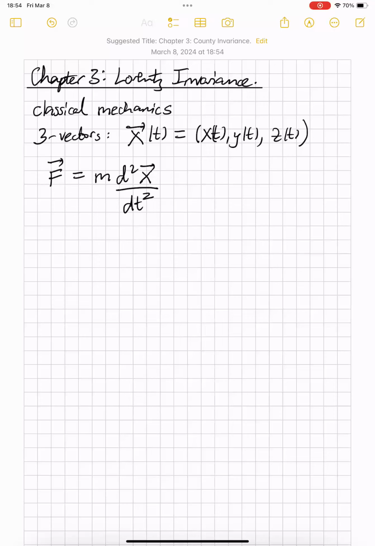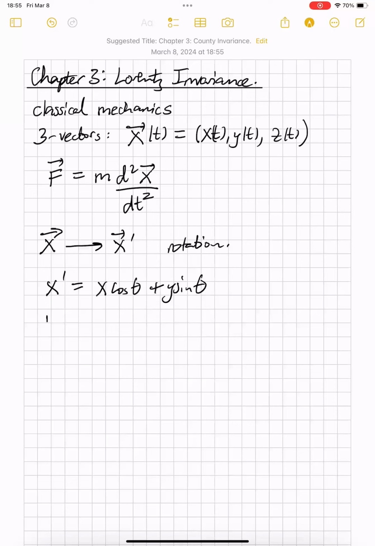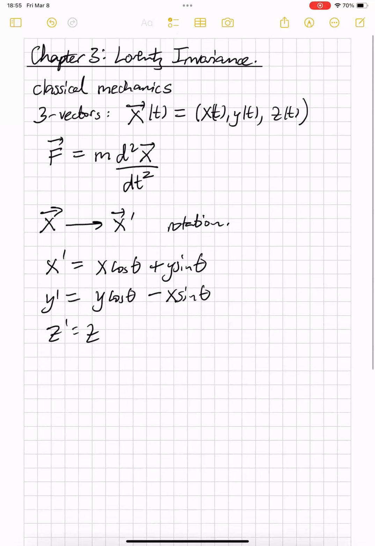So let's imagine, for concreteness, that I perform a rotation. So x of t goes into x prime. Okay, this is a rotation. And I can write this out in terms of components. So x prime might be equal to x cosine theta plus y sine theta. I'm writing down an example of a rotation. Y prime could be y cosine theta minus x sine theta, and z prime would just be z. So this is a rotation in the xy plane.